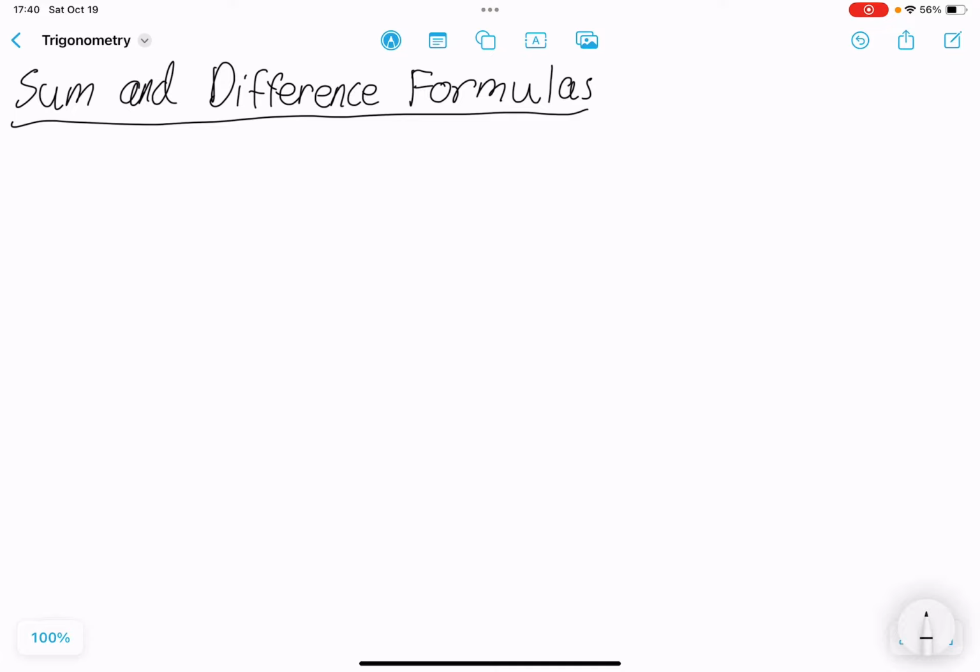For example, if the question says, hey, what's sine 105, then we realize that 105 is 60 plus 45, and we want to do something about this because we know sine 60 and we know sine 45. So we want to use that fact to find sine 105 degrees, but we don't know the formula, which is really frustrating. So today let's just study how to do this.